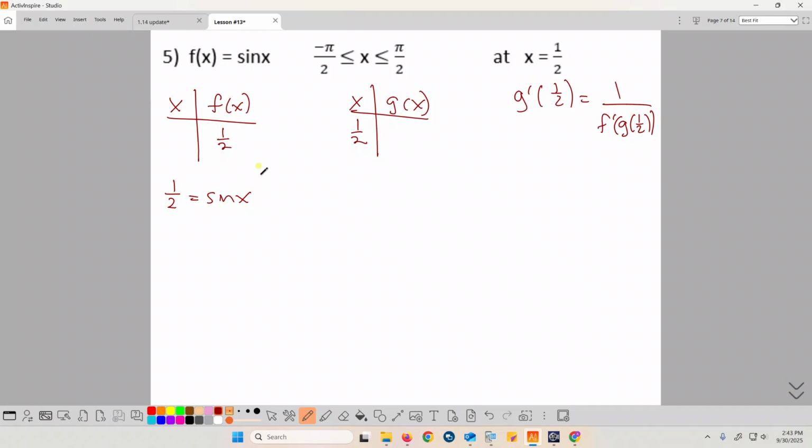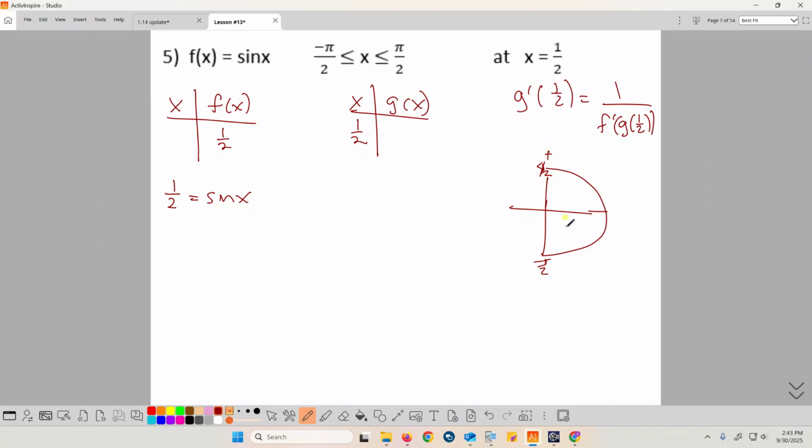And then I just got to think, hey, where is sine of x equals 1/2? And keep in mind the restriction that we have from negative pi over 2 to pi over 2, right? Negative pi over 2 is over here, and pi over 2 is over here. So that means we're working with this region right here, okay? And so the only place where we have a positive sine value, like a positive y value, right? That's up here.